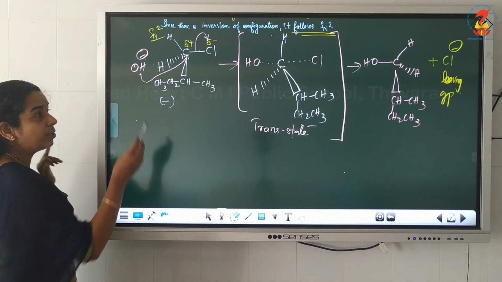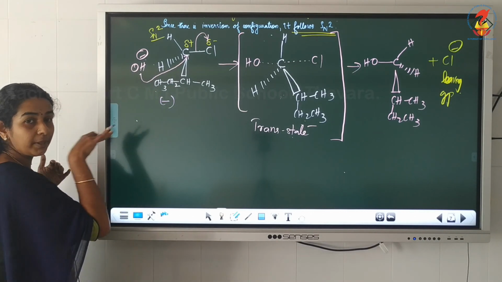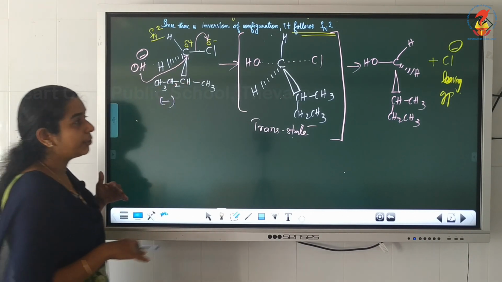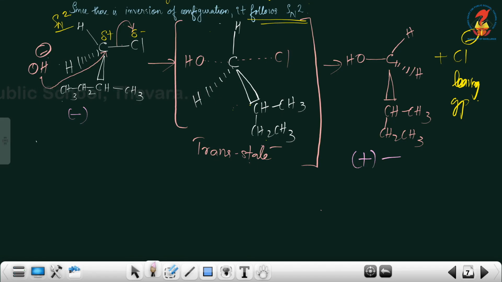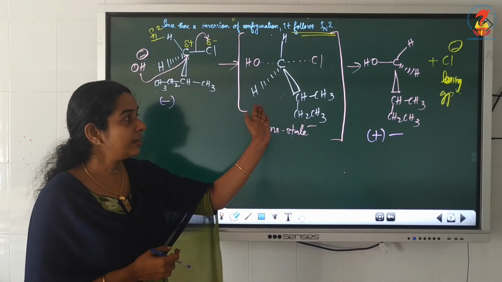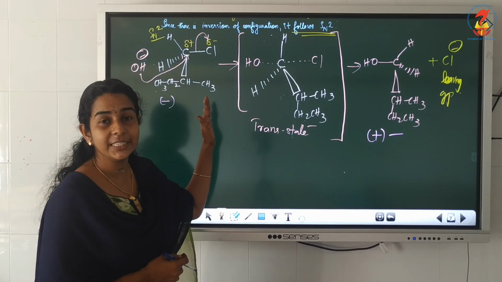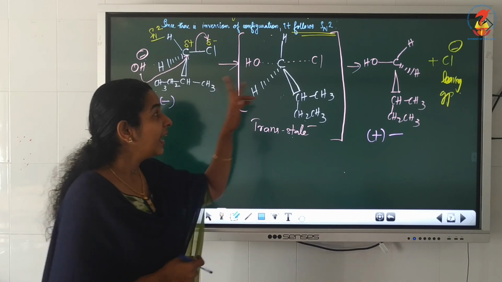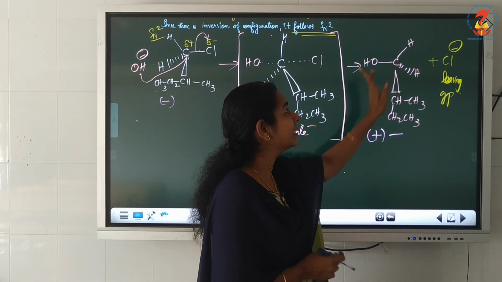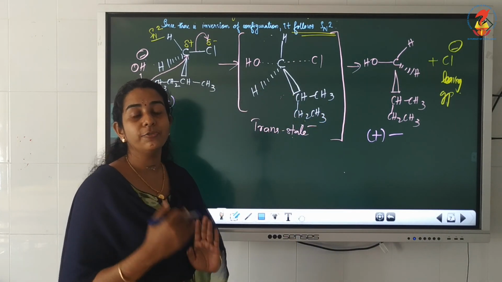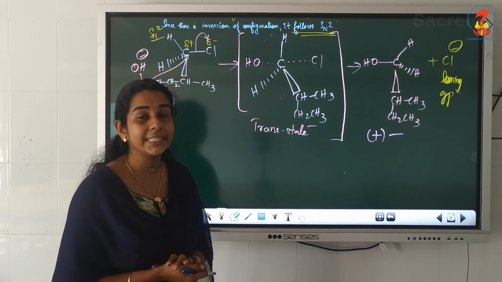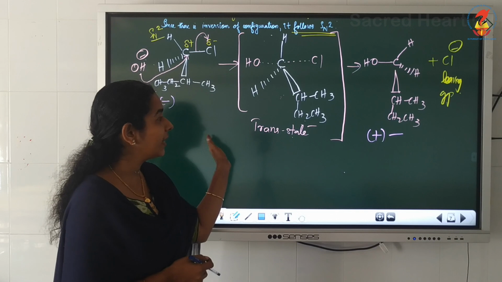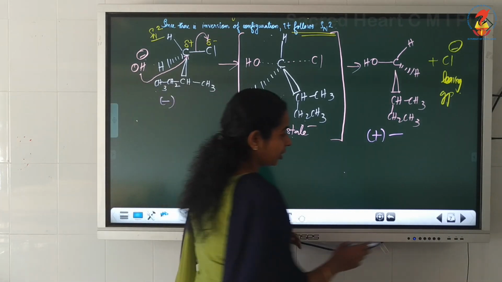After the attack of the nucleophile, that is OH minus, from the back side of the leaving group, the product is found to be dextrorotatory with inverted configuration. So remember, here there is breaking of the C-Cl bond or C-X bond, and there is formation of a new C-OH bond, but the configuration is inverted. And here the leaving group is Cl minus. This is about the mechanism of this reaction.